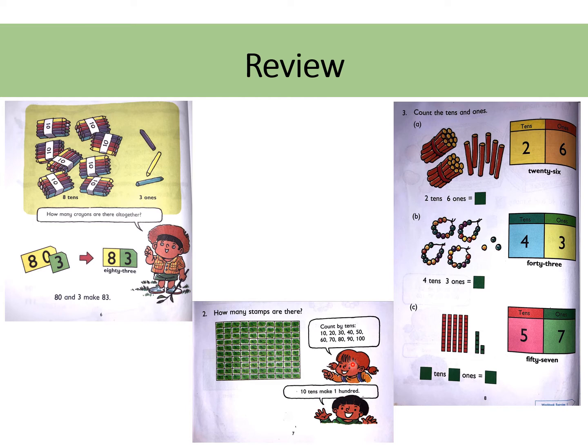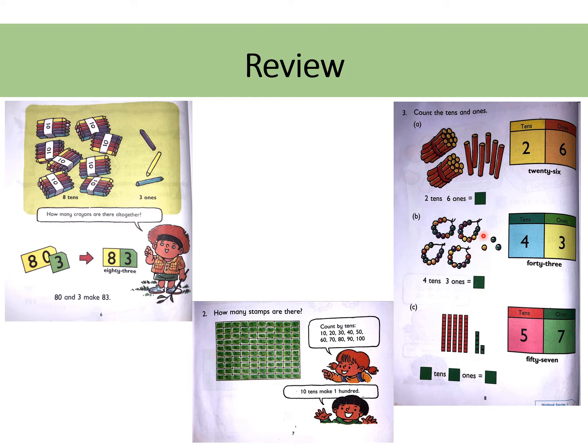You see? So 10 lines of 10 blocks make 100, okay? Just like the little girl says, count by tens. 10, 20, 30, 40, 50, 60, 70, 80, 90, 100. There you go. That is 100 blocks, okay?